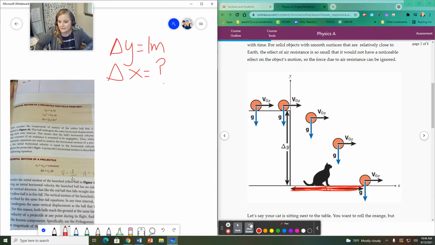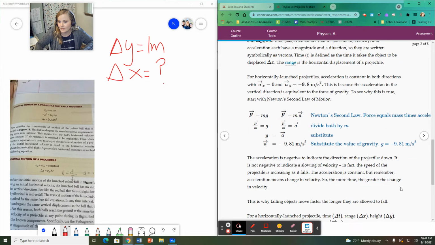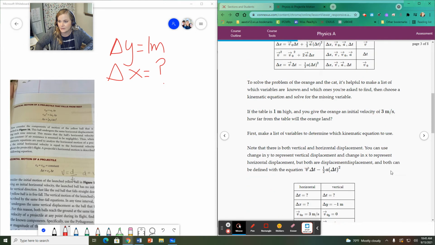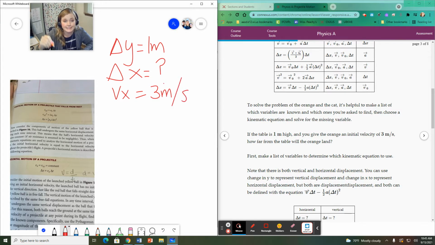The other thing it tells us is how fast the orange is rolling. Remember, that's only in the x direction because it's only rolling horizontally. So our v sub x is 3 meters per second. Since v sub x is the same at the beginning and at the end, it's always going to be 3. It's not going to change. So v sub x initial is the same as v sub x final.